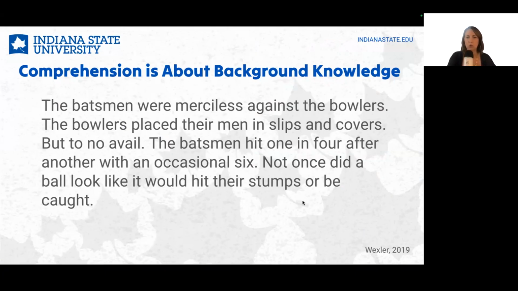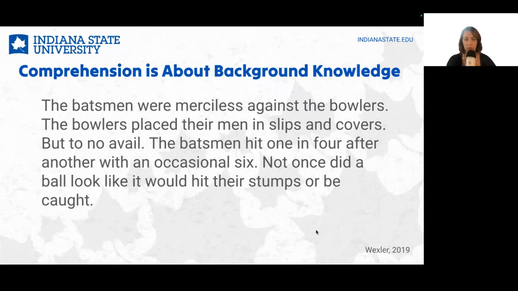Even if I am a strong decoder, I have to have background knowledge in order to be able to understand or comprehend what I'm reading. So if you were to read this passage and then I would ask you questions over it, you may be stumped. So I'll give you a second to read it. Any guesses what this passage is referring to? This particular passage is from a newspaper article from England. So maybe that's a clue that might help.